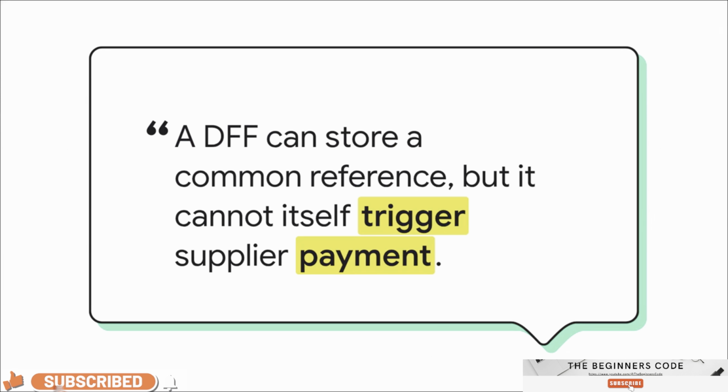And this brings us to a golden rule of system architecture that you absolutely need to remember. A DFF can store a common reference, but it cannot itself trigger supplier payment. Data storage is not the same thing as processing logic. Remember that descriptive flex field, our digital breadcrumb trail? It's just a tag. It's a label on a folder that tells you the supplier invoice and the customer invoice belong to the exact same milestone.